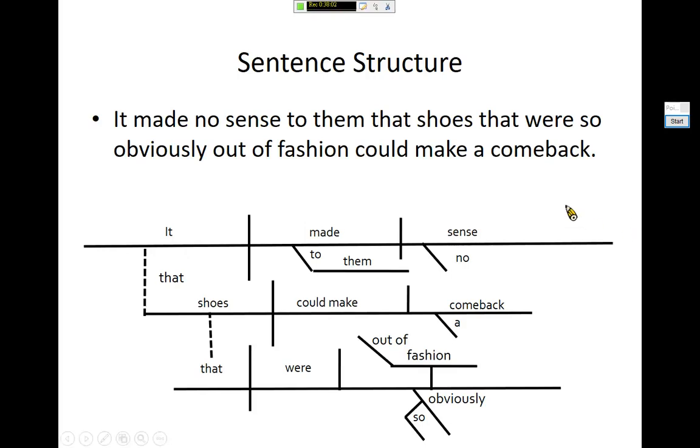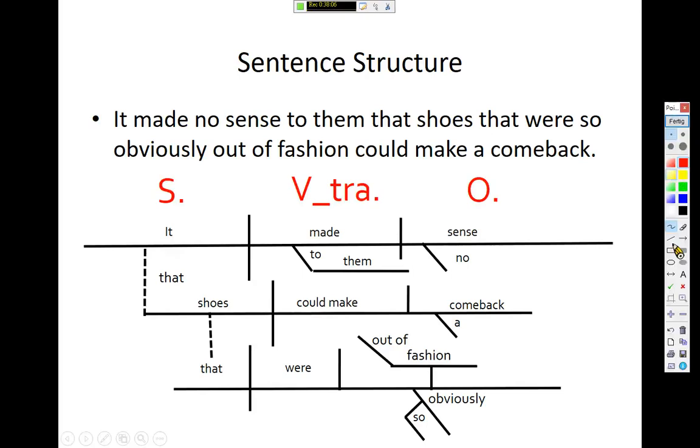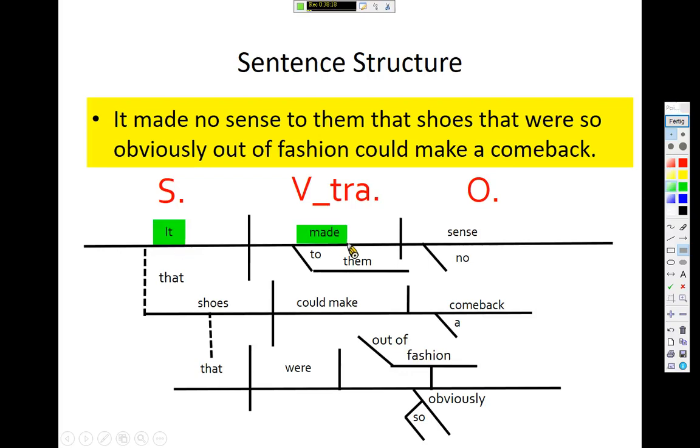And now, this is sentence structure, and you see, it is very long. This is a very long sentence, right? But if you dissect the sentence into its very core components, the very simple components is just it made sense. That's it. It made sense. All else are modifiers, are decorations.